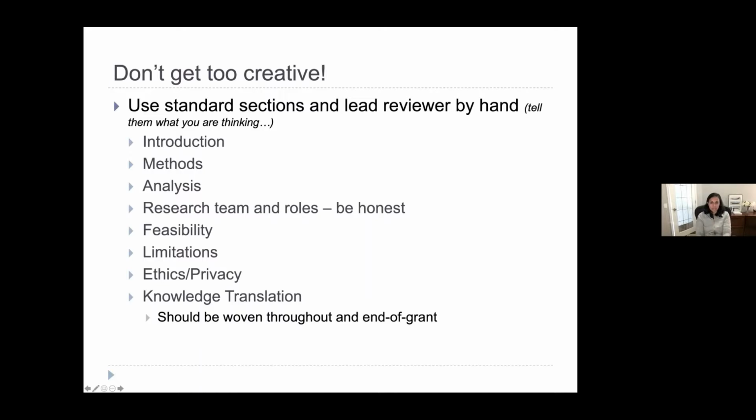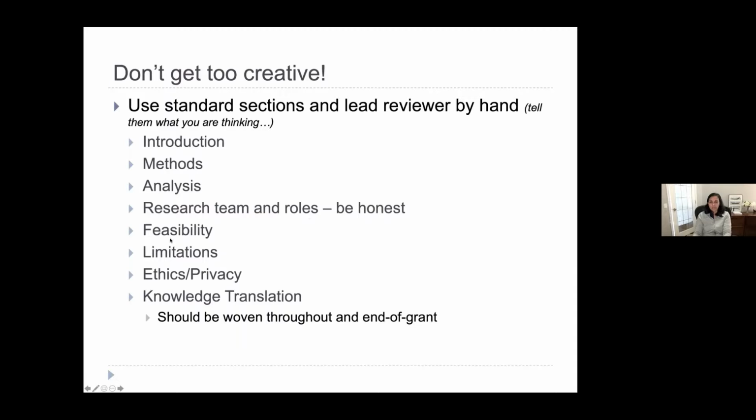And I'm going to get to that. So a standard health services grant has introduction, methods, analysis. Remember the methods and the analysis symmetry. Remember the 4 or 5 questions I asked you about the introduction. Research team and roles: be honest, be transparent with them. Who's going to do what, who's involved, who's helping, etc.